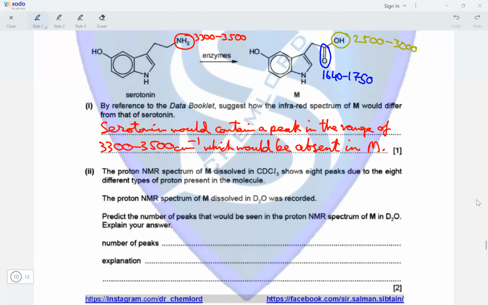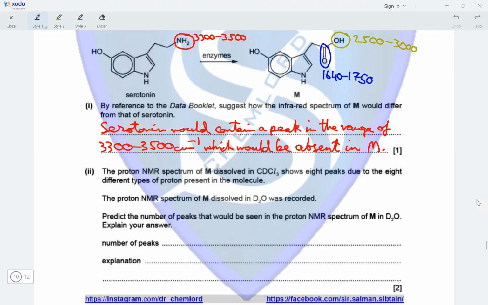The proton NMR spectrum of M dissolved in CDCl3 shows 8 peaks due to the 8 different types of protons present in the molecule. The proton NMR spectrum of M dissolved in D2O was recorded. Predict the number of peaks that would be seen in the proton NMR spectrum of M in D2O.